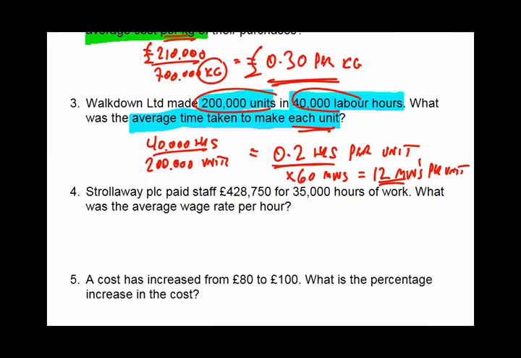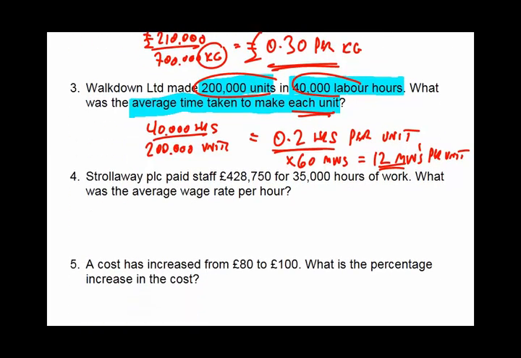And then a fourth example looking at averaging. So Strollaway PLC paid staff £428,750 for 35,000 hours of work. So a large cost figure, a large number of hours. Let's boil it down to an average wage rate per hour. So remember, the per hour is telling us what we put at the bottom of the calculation.